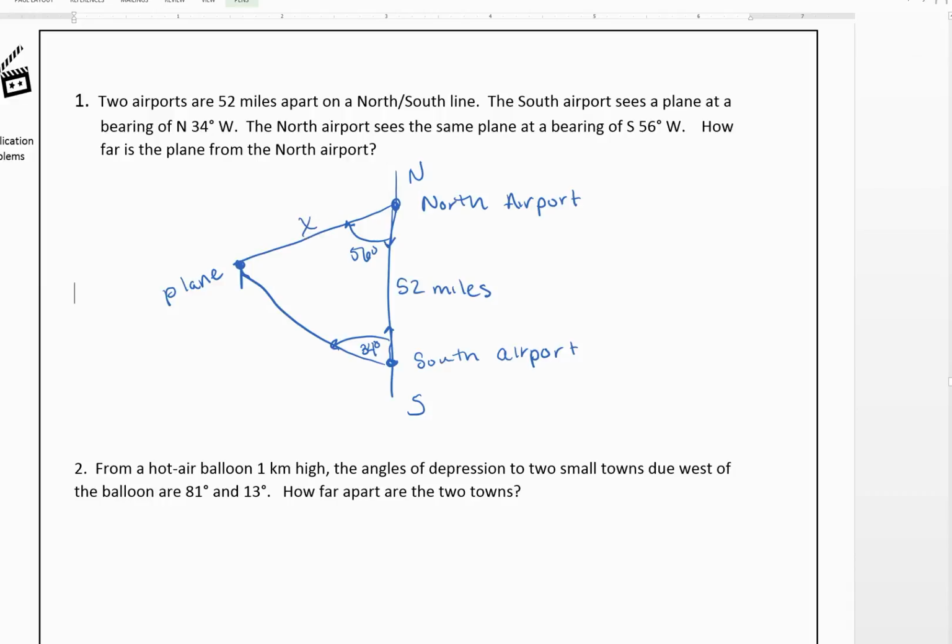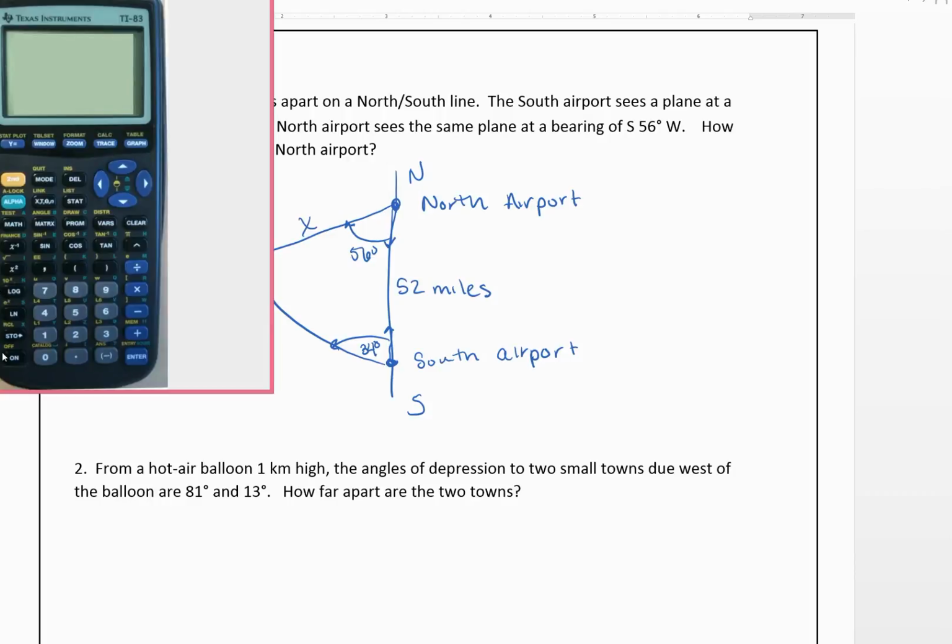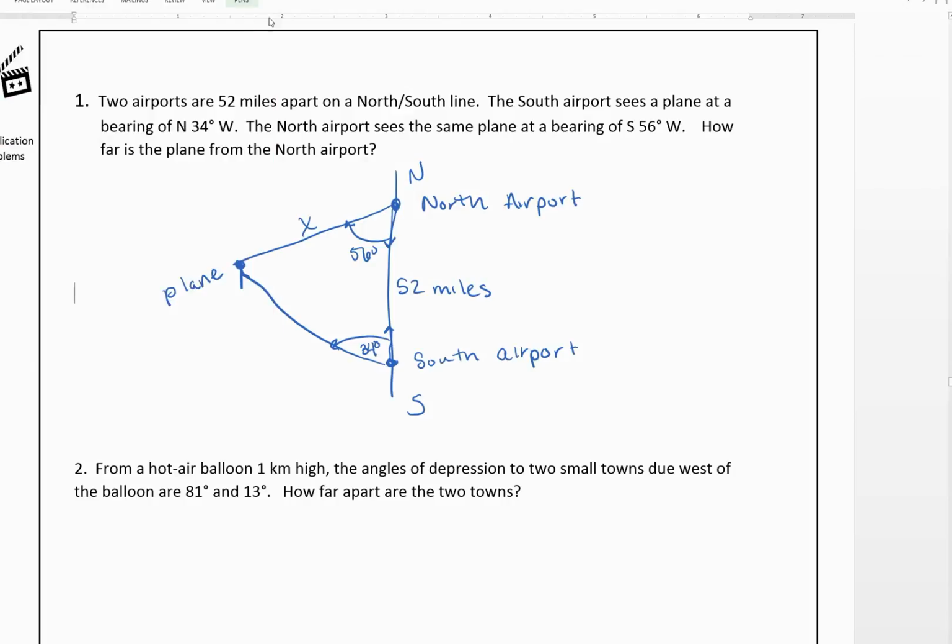Now the first thing we can do is find out what this angle is. And if on our calculator we do 180 minus 56 minus 34, we see that that's actually a right angle. So this is actually a right triangle. So drawn a little more appropriately, this would be 56 degrees. This would be 34 degrees, and this is x, and we know that this is 52. So 52 is actually our hypotenuse.